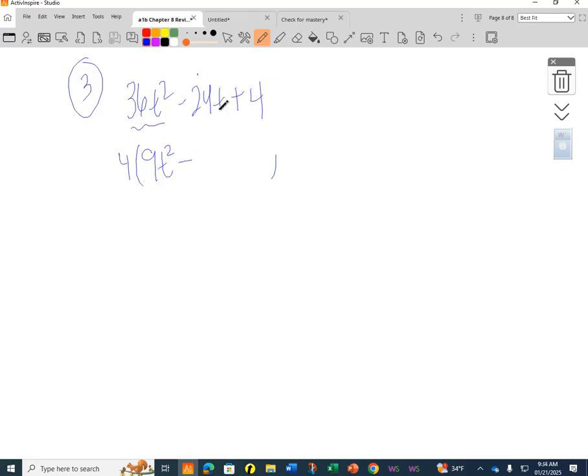4 times what will give me 24t? 6t. Exactly, correct. Bring down a plus. 4 times what is 4? 1. Okay. So we know 4 is going to be part of our answer. Now we have a trinomial. Now, looking at your notes, look at the 3 term questions. Which one is this? Is this x squared plus bx plus c, or ax squared plus bx plus c? Ax squared plus bx plus c. So that is our 8-6 notes, right?